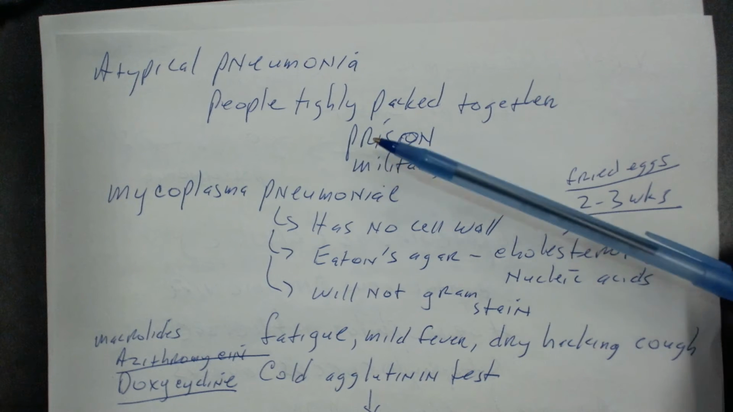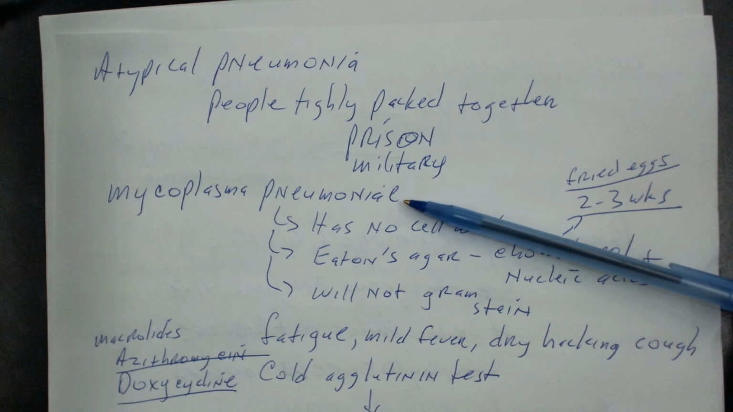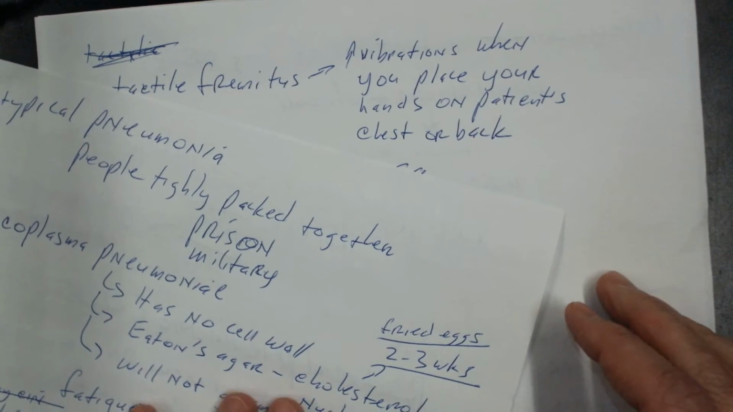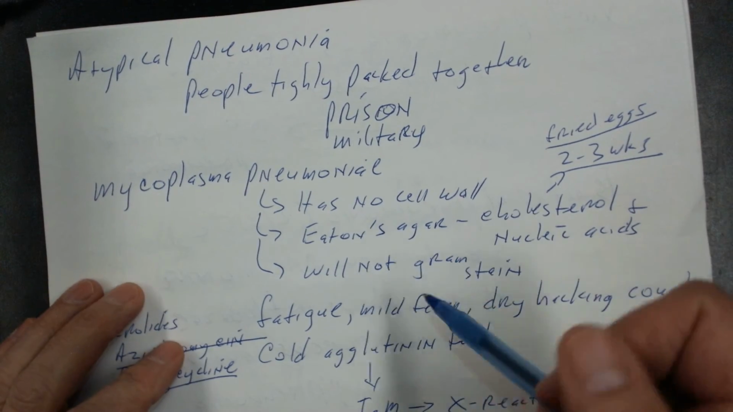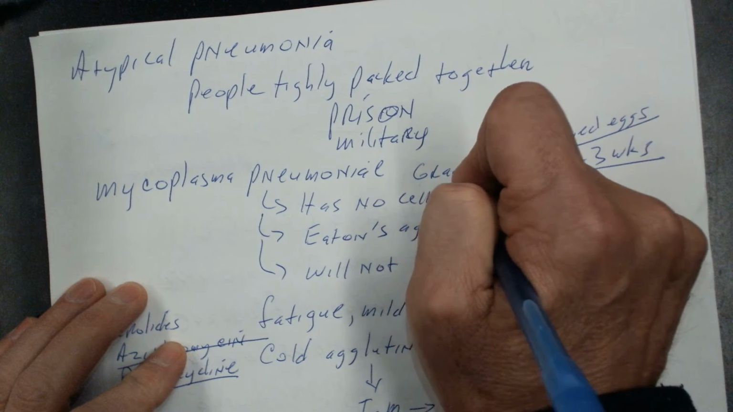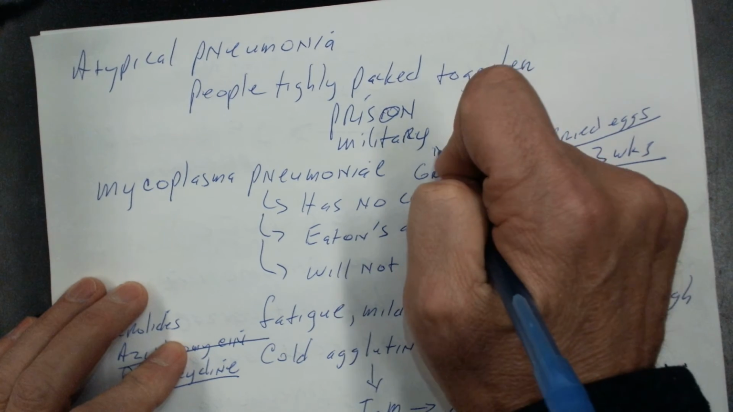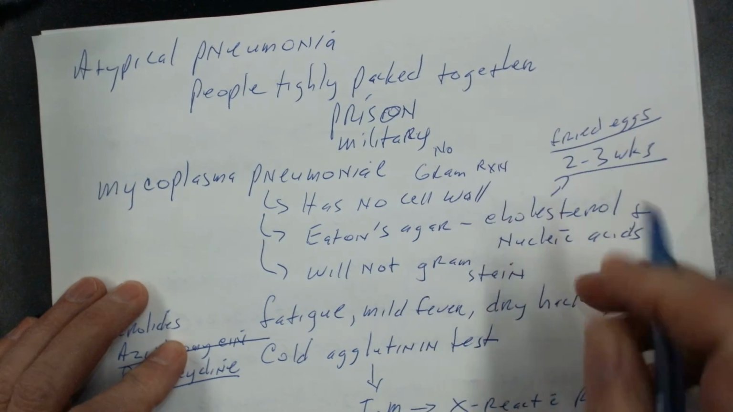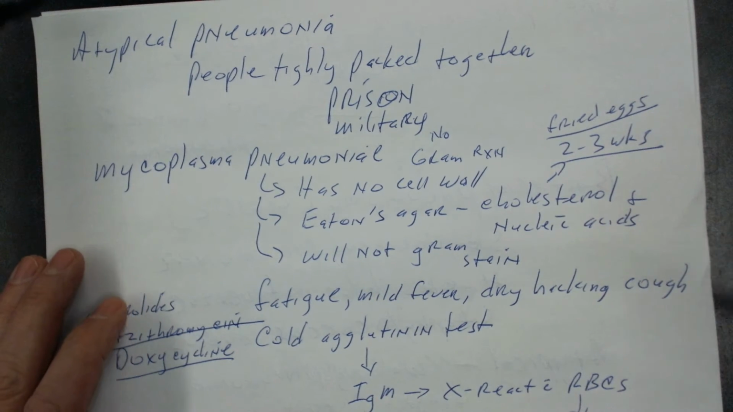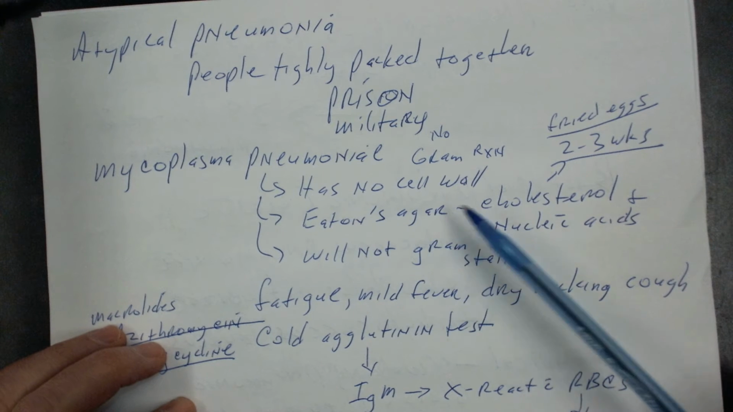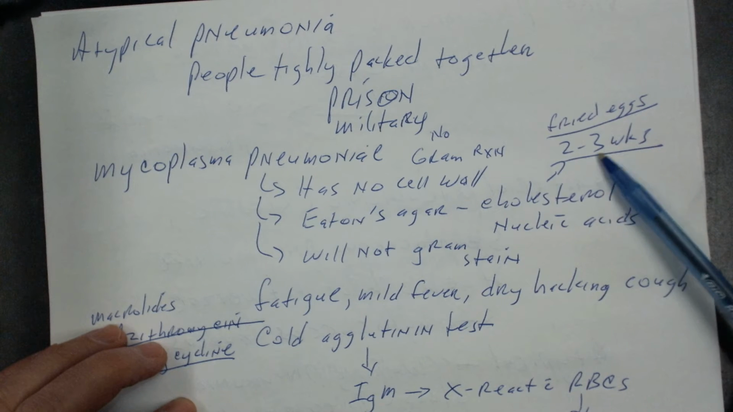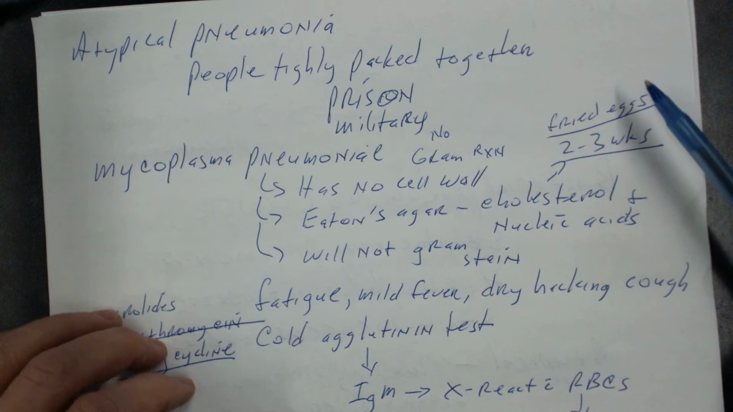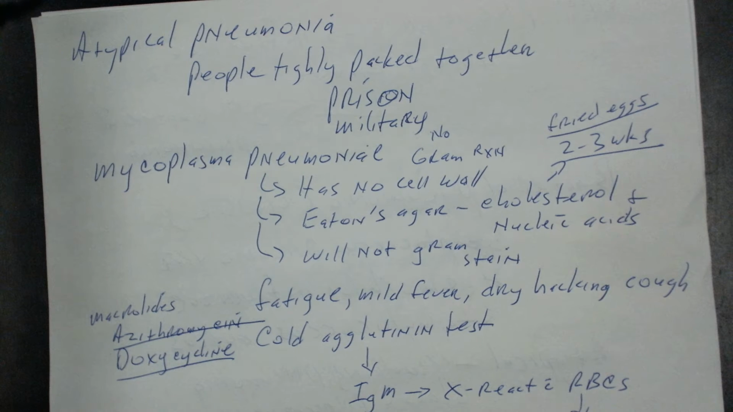Mycoplasma pneumoniae are prokaryotes, they have no cell wall. So they will not stain with a gram stain. There'll be no gram reaction. They don't grow on traditional agars. You can grow them on Eaton's agar, which is supplemented with cholesterol and nucleic acids. It takes like 2-3 weeks for these colonies to form, and they look like small fried eggs. Because of that, culture is usually not used.